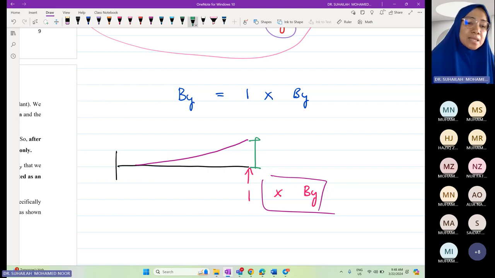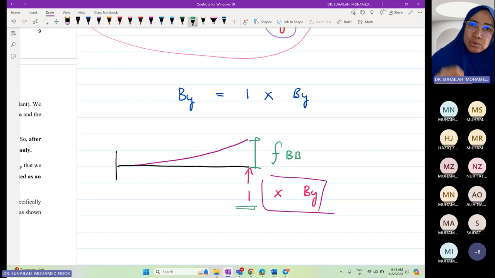Tetapi, bila kita tukarkan BY menjadi 1 times BY, sini bukan lagi delta BB. Delta BB bila BY. Sekarang dia 1. So, due to a unit value, delta BB bertukar menjadi FBB. Due to a unit value, delta is FBB. F tu is flexibility coefficient. Okay, they depend on question. It can be rotation, it can be displacement. Okay, so dia konsep dia macam ni.